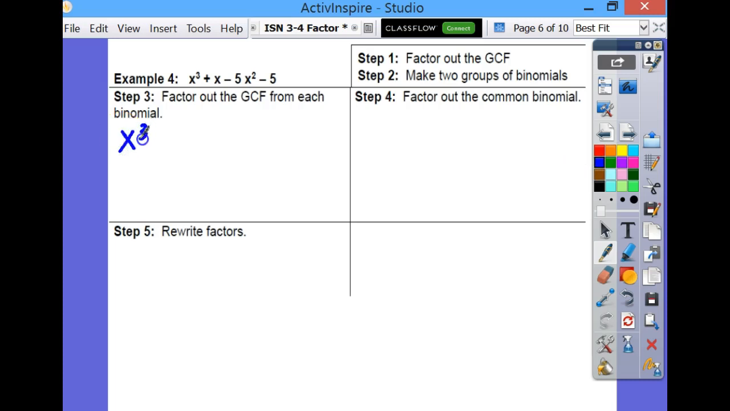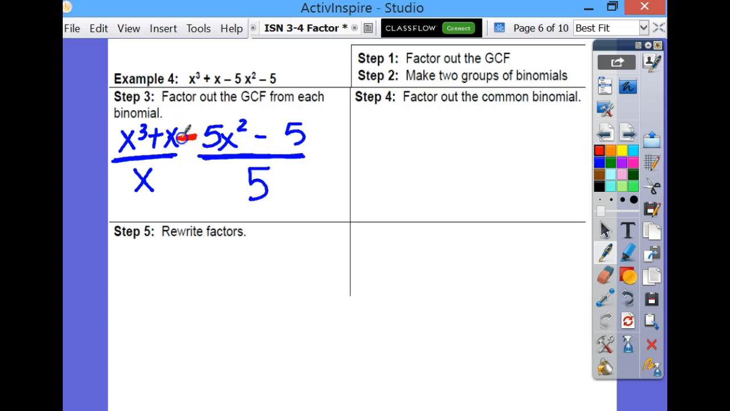So I'm going to take my x to the third plus x minus 5x squared minus 5, and I'm going to make two groups of 2. And what am I going to factor out of this group? Can I factor out an x squared like I have done on the previous problems? This is just an x, so I can't factor out an x squared. What am I going to factor out of these two? Now, this is very important. If this sign right here is a negative, you must factor out a negative or it's not going to work out right in the next step.